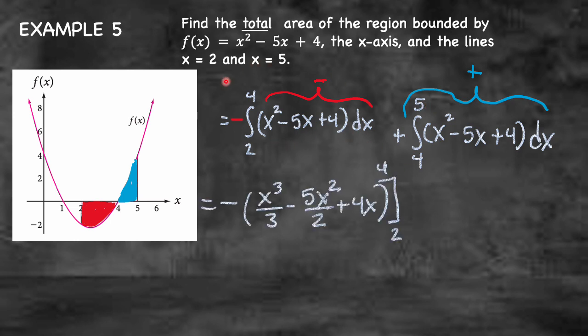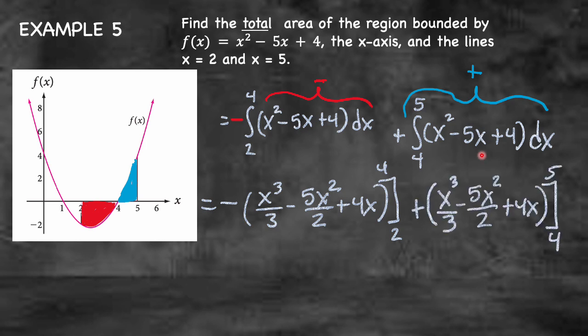So when I evaluate this integral right here, the first one, I get x to the third over 3 minus 5x squared over 2, and then for the 4, the antiderivative will be 4x, and I want to carry down that negative because I want this to come out to be positive. And then I'm going to evaluate it from 2 to 4. For the positive area, I'm going to get the same thing for the antiderivative, but I don't have to worry about sticking a negative in front of it because I know that this is already positive.